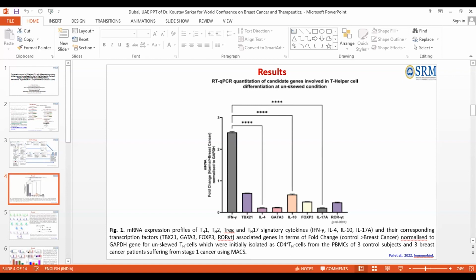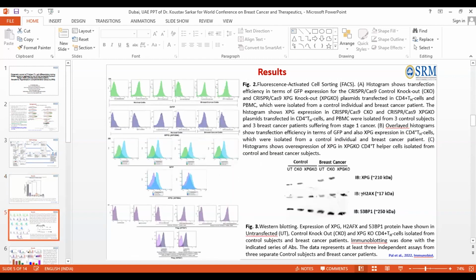But we saw the opposite effect in the case of IL-4 and GATA3, the Th2-specific cytokine and transcription factor, IL-10 and FOXP3, the Treg-specific cytokine and transcription factor, and IL-17A and the transcription factor ROR gamma T, the Th17-specific ones. They are very upregulated in breast cancer. This triggered us to go for stage 1 breast cancer patients. Then we did a very simple experiment: we isolated the blood, isolated the cells from the blood, and through CRISPR-Cas9 we knocked out XPG, and in another system we overexpressed XPG.